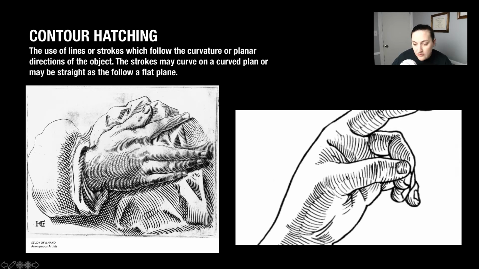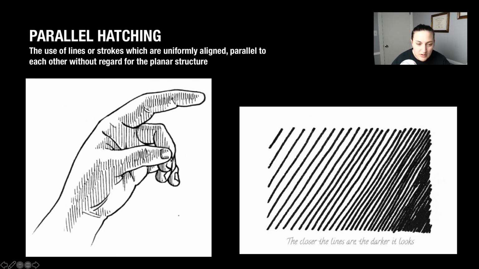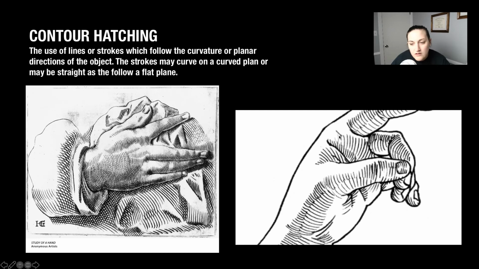We could have done just parallel hatching, right? As you saw before with parallel hatching, we're not concerned about the curvature plane. It's just more of a graphic way of using the line. Here we're giving even more form and dimensionality to the form because we're considering the direction the lines are going to reinforce that shape.